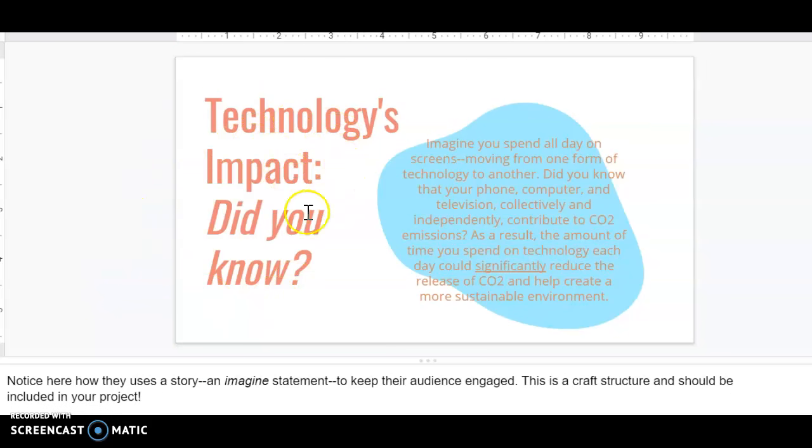Next one is about technology's impact. Once again, the "did you know" is talking to me as the audience, getting me more involved. And then this is used as a story, so it's kind of cool to say, imagine you spend all day on screens, moving from one form of technology to another. So it gets the audience engaged. And again, this is craft structure, like that rubric was looking for. Definitely try to include something like that in your project to keep your audience engaged and show your skill as a writer.